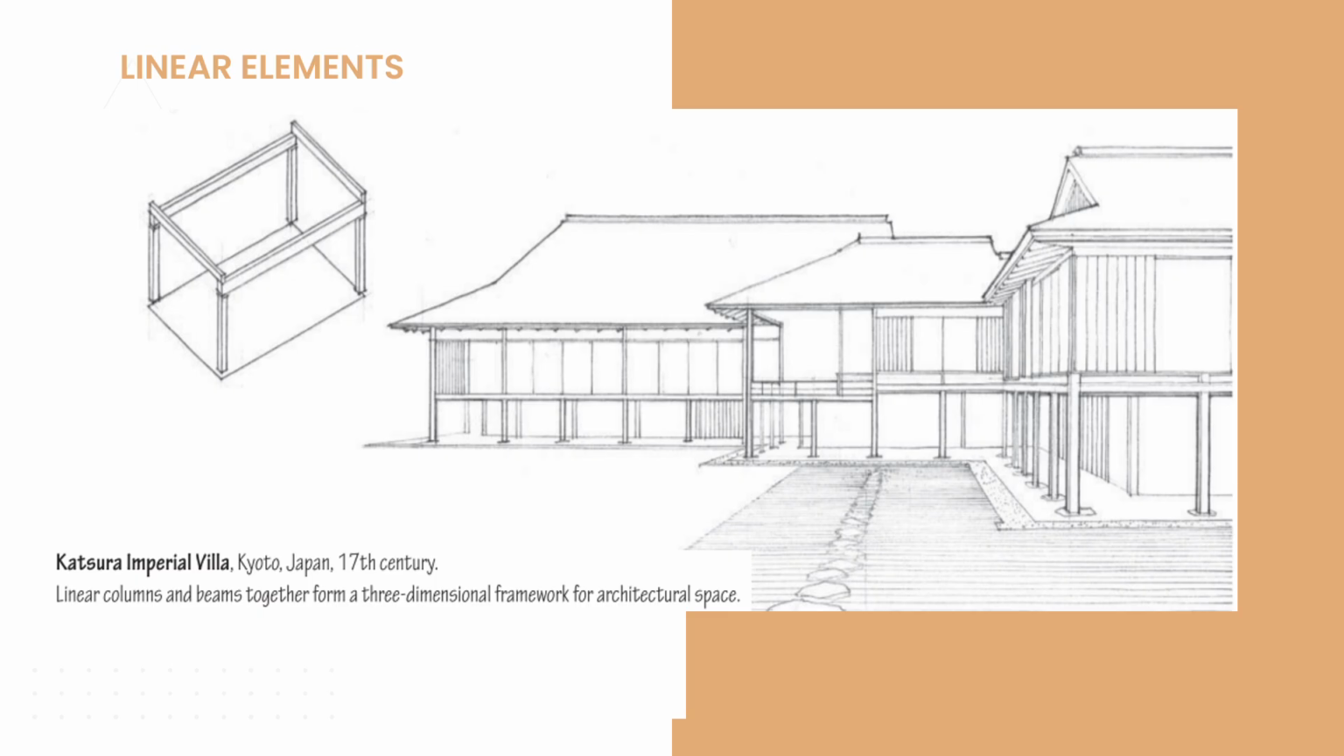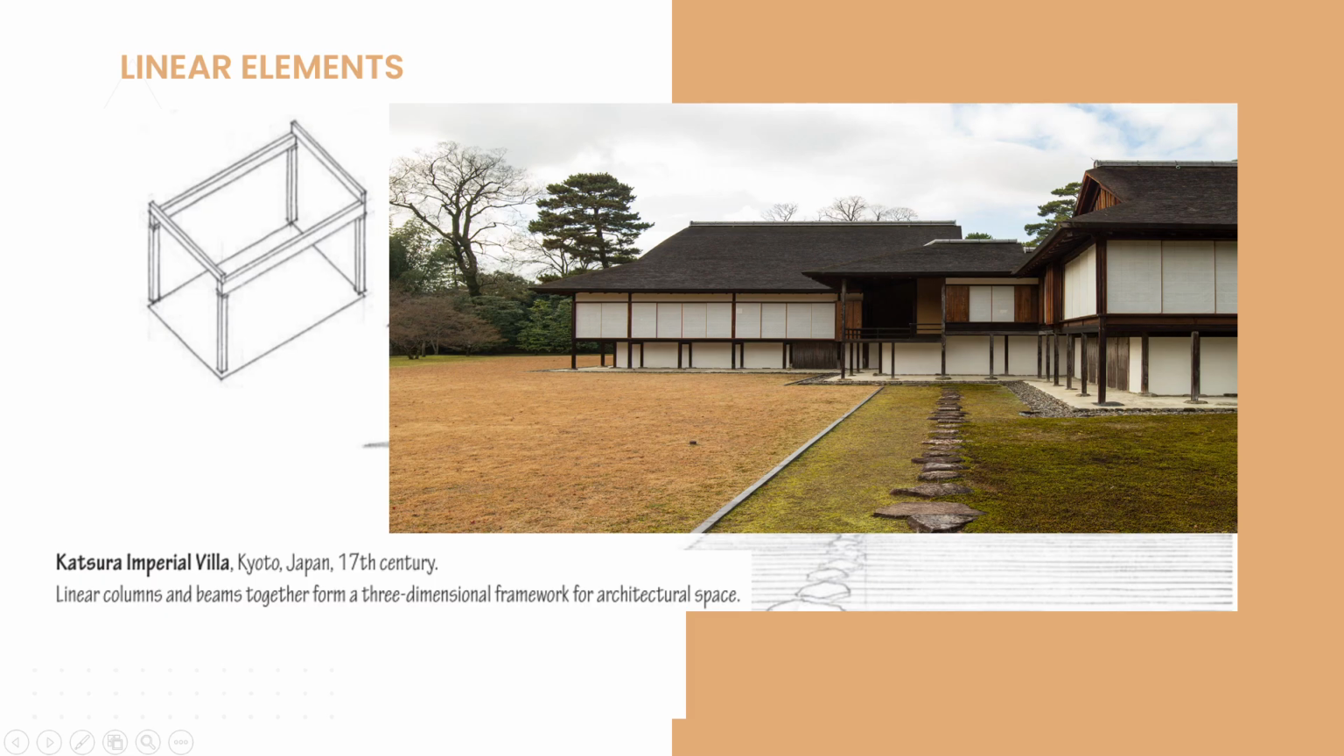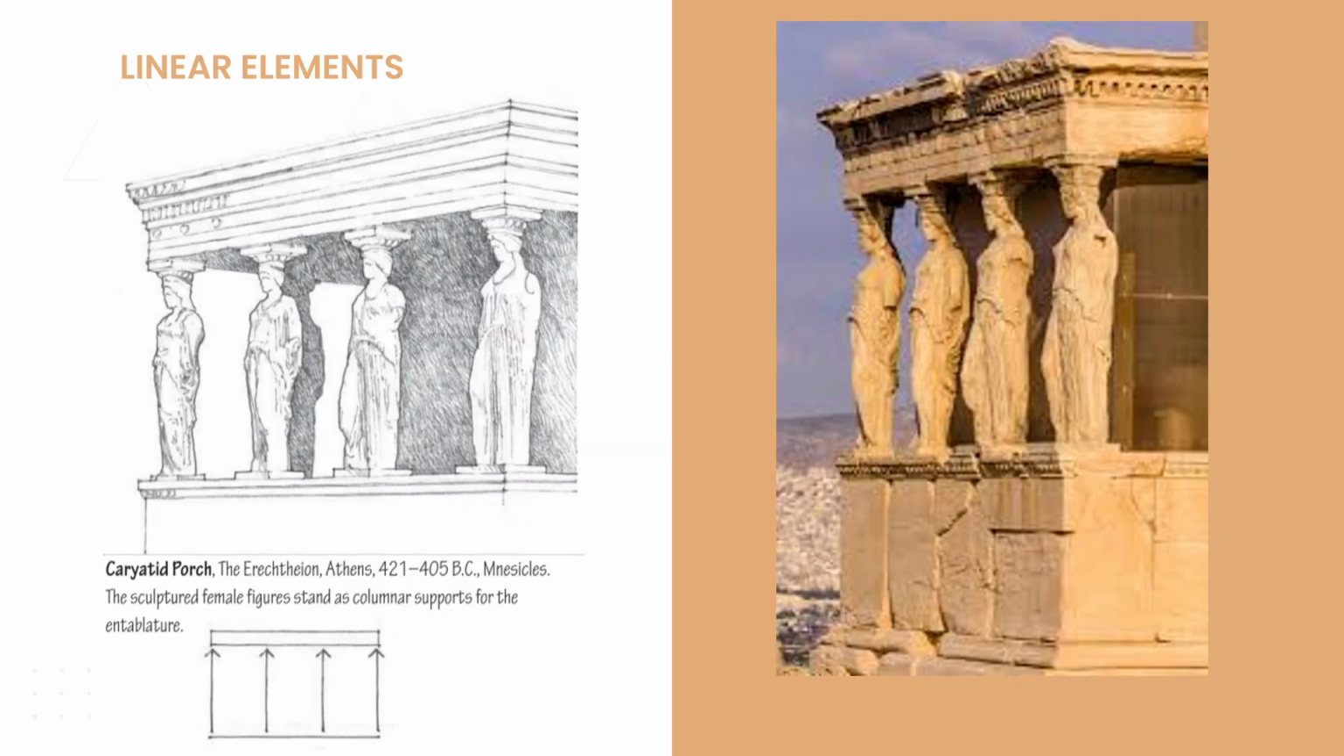Also this one is in Katsura Imperial Villa in Kyoto in Japan during the 17th century. So we have linear columns and beams together forming a three-dimensional framework for architectural space. So the whole space, as you can see, is horizontal, but because of the columns, it has a contrasting effect to negate or contrast the horizontal shape of the structure. So this is what it looks like in actual Katsura Imperial Villa.